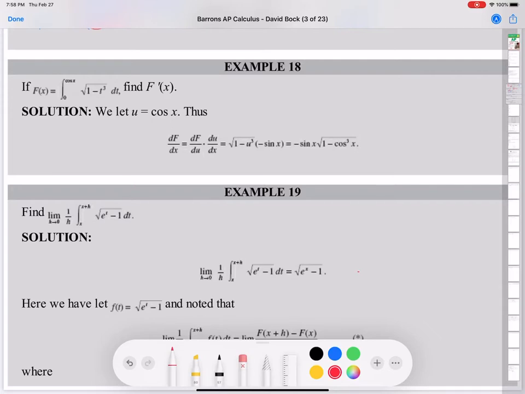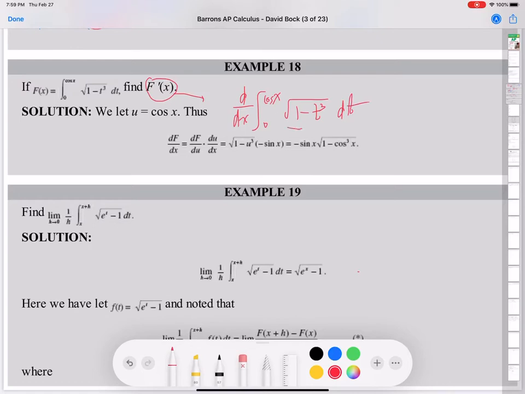I solve just three example problems a little slower because these three problems are very important, I think. Let's just start from example 18. If capital F of x is given like this, the integral from 0 to cosine x of the square root of 1 minus t cubed dt, we're going to find the derivative of that capital F of x. That means d over dx of the integral from 0 to cosine x of the square root of 1 minus t cubed dt.